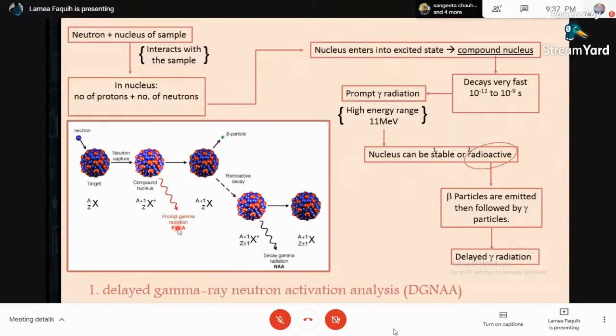When I was talking about prompt gamma radiation, I told that we can get the measurements during the radiation, right? That is why this prompt gamma radiation process is in between, and we can get the measurements from here itself. While for decay gamma radiation, the process has to come to a completion. The decay has to be completed. That is why we call it delayed gamma ray neutron activation analysis.